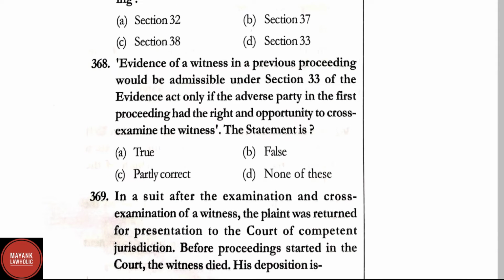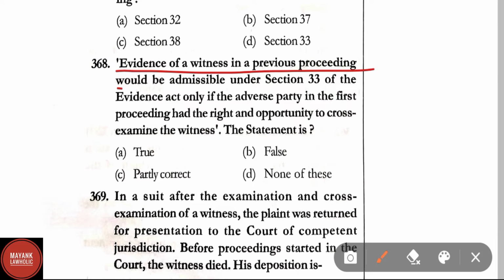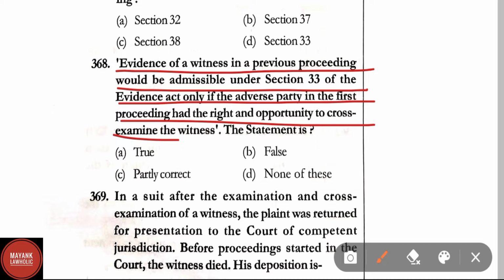Question number 368. Evidence of a witness in a previous proceeding would be admissible under section 33 of the Evidence Act only if the adverse party in the first proceeding had the right and opportunity to cross-examine the witness. The statement is true.